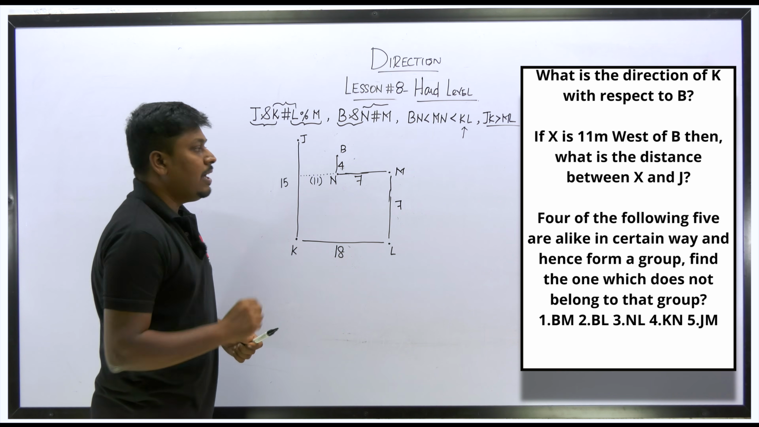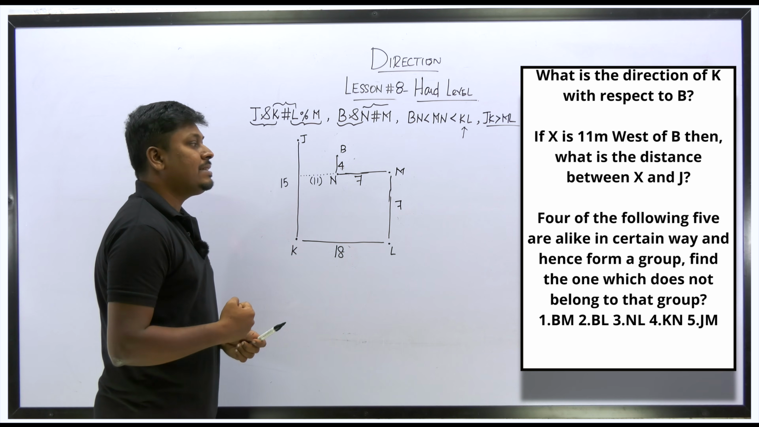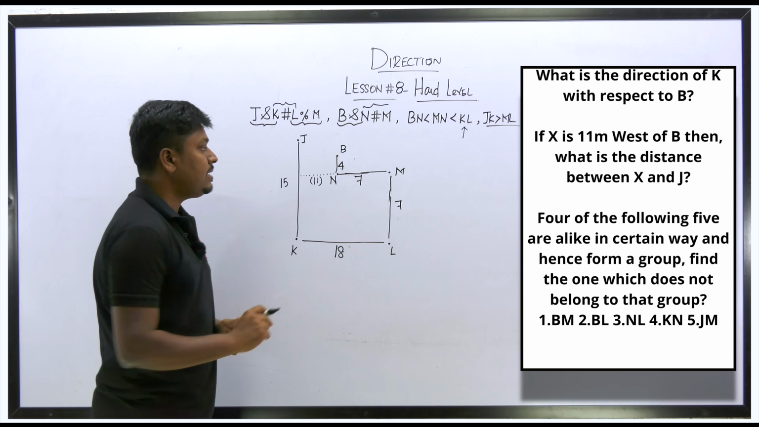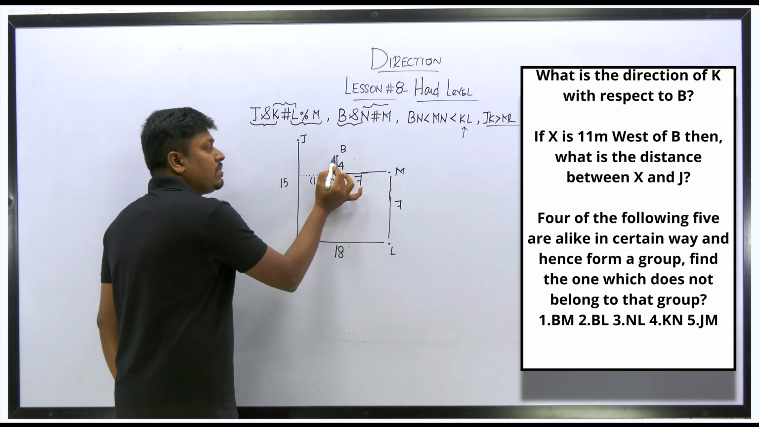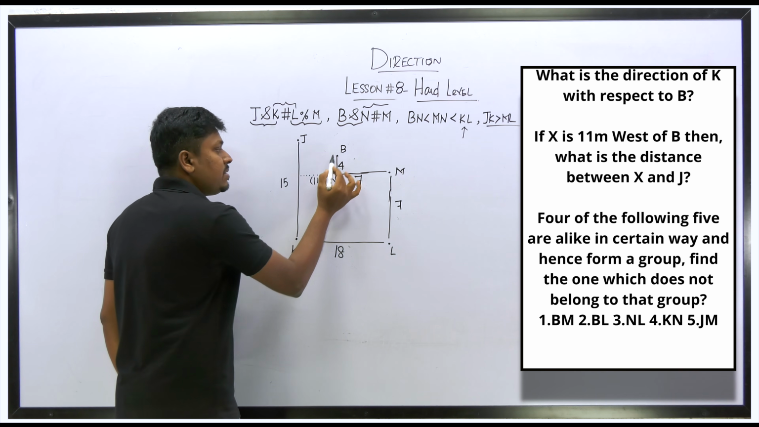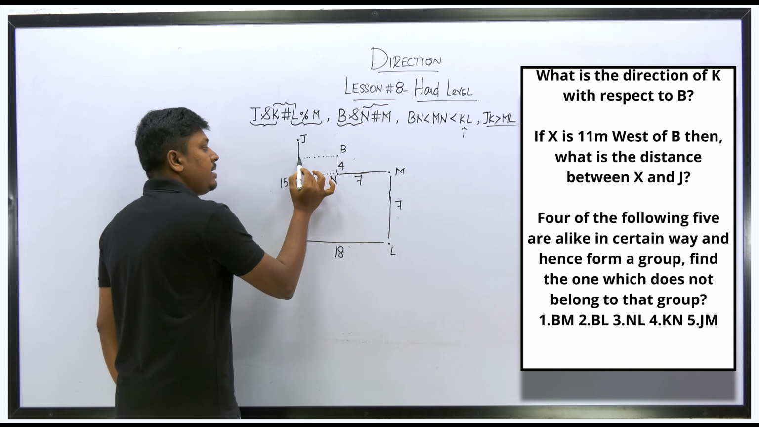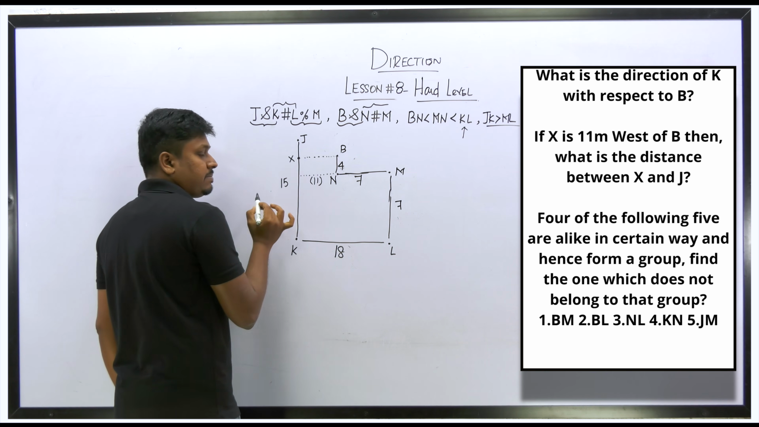Second question, if X is 11 meter to the west of B, then what is the distance between X and J? Just see here, if the point X is 11 meter to the west of B, we already know that this distance is 11. So we can say that from this point B, on the western side at 11 meter, there is a point called X. Right?